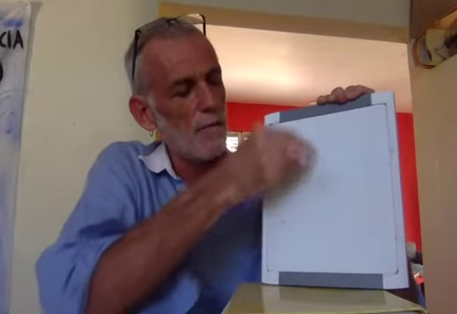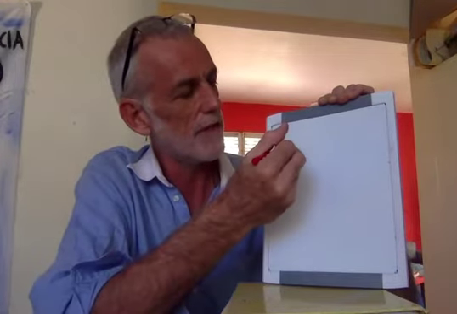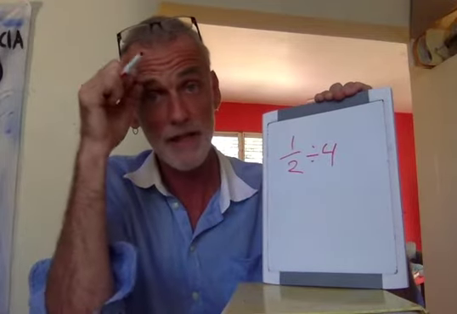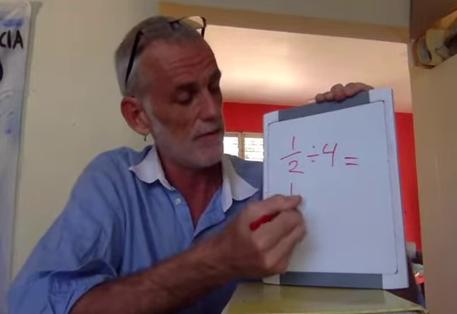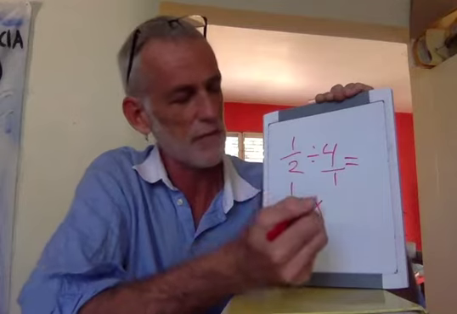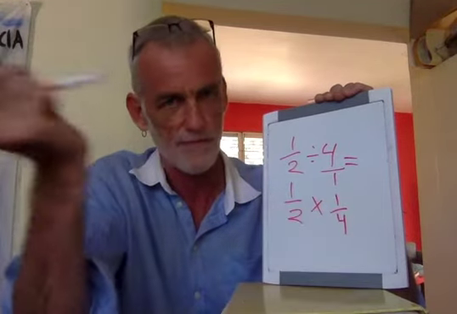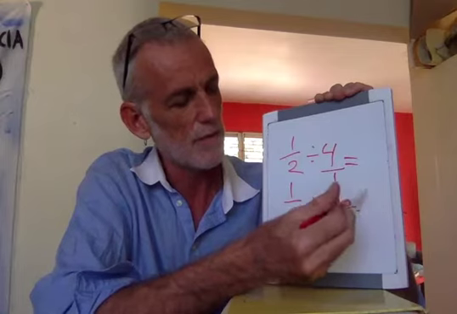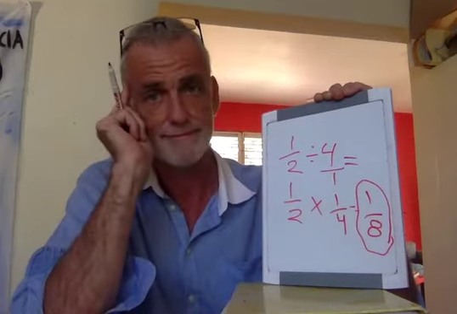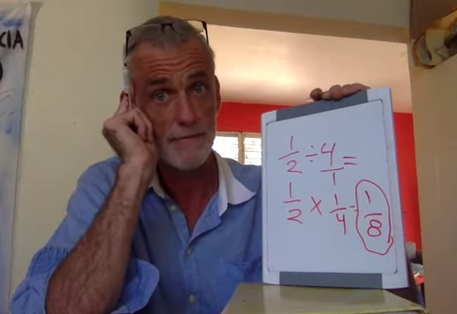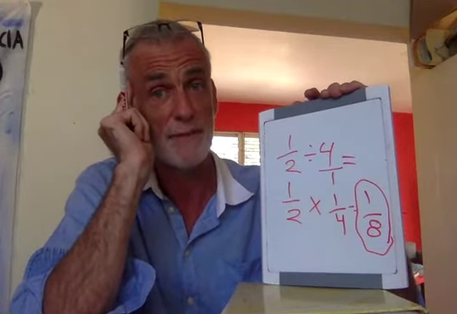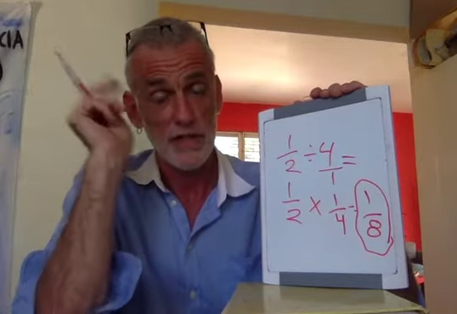All right. One more, and we're done. A half divided by 4. Flip it. 1/2 times. Now 4 is the same as 4 over 1, right? So when we flip it, it's going to become 1/4. Multiply the top, 1. 2 times 4 is 8. You're all done. Remember? Flip it and multiply. I just like saying the words flip it.